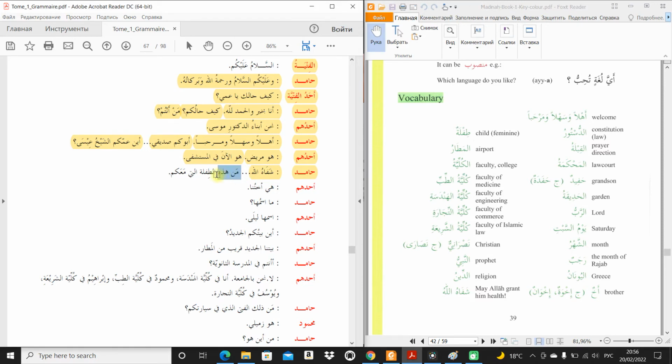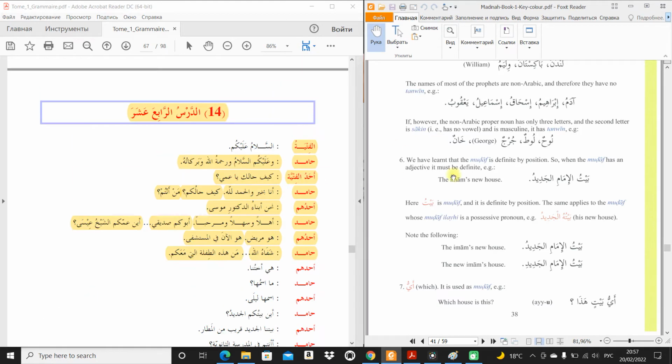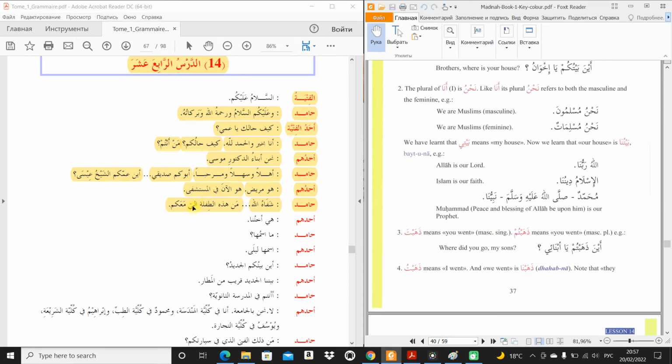And then he says من هذه الطفلة التي معكم. Who is this child? And pay attention that it has ta marbuta in the end. Therefore, this child is feminine. It's a girl. التي معكم. That is with you. Who is with you? التي again it's feminine. الذي masculine, التي feminine. هي أختنا, she is our sister.